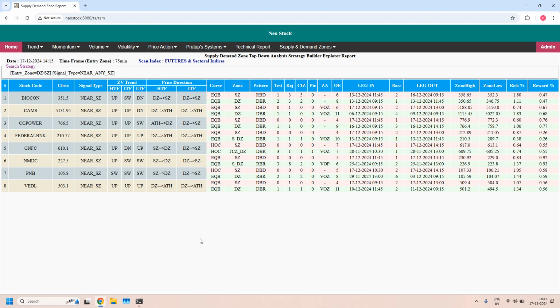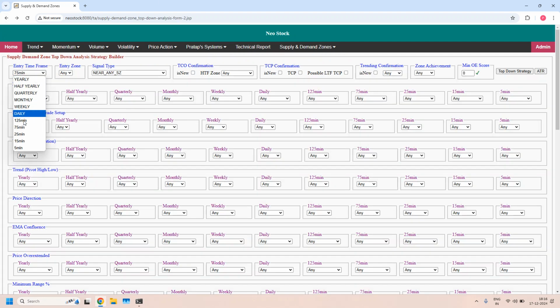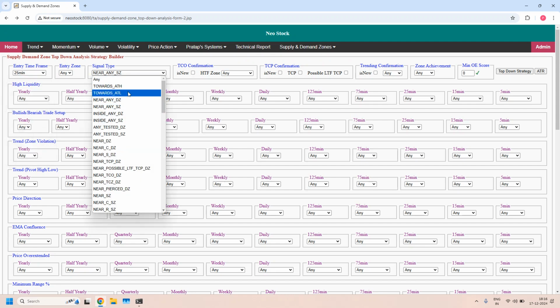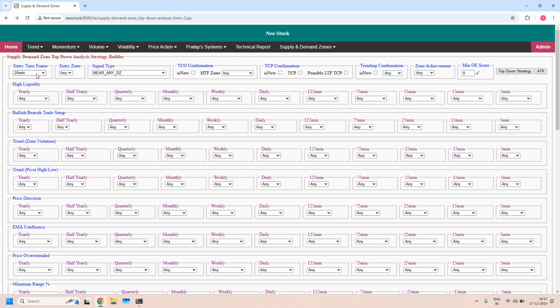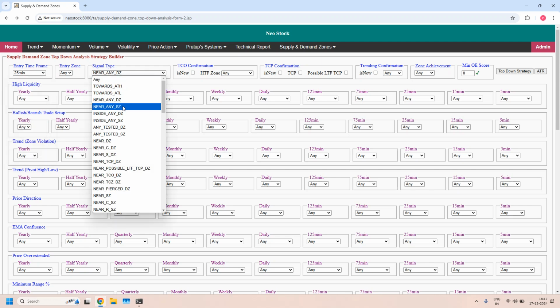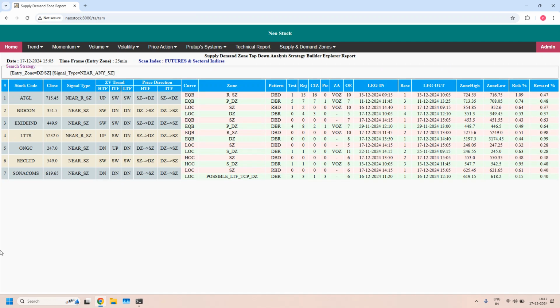Okay. Next time frame is 25 minutes. Stocks near 25 minutes demand zone. We got 7 stocks. Next 25 minutes time frame. Stocks near 25 minutes supply zone. We got again 7 stocks.